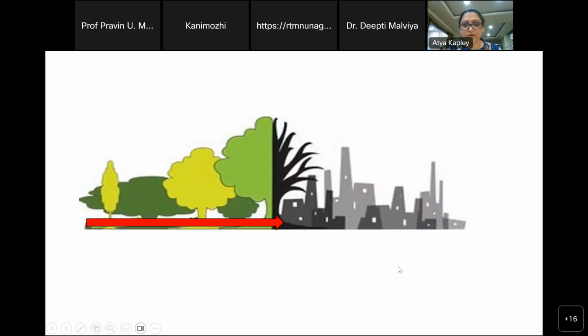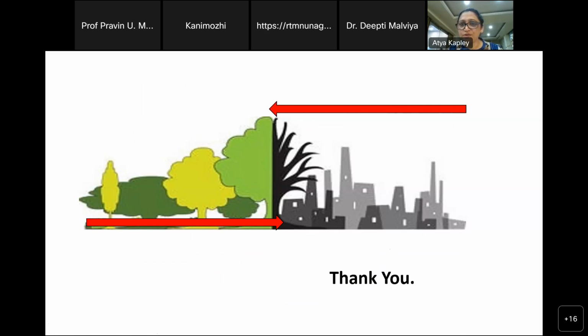So if you want to take your environment, this is the scenario today actually. From green, we have already moved into gray. But what we need to do is move the gray back into the green. This is a very overused quote, but it still applies. We say we have not inherited the earth from our ancestors. We have borrowed it from our children. So it is our duty to change this gray back into the green so that our children can still drink water, safe water.